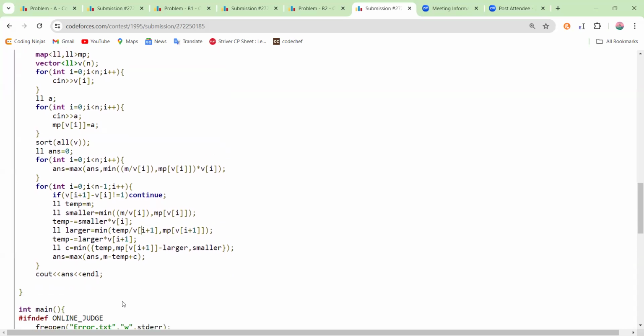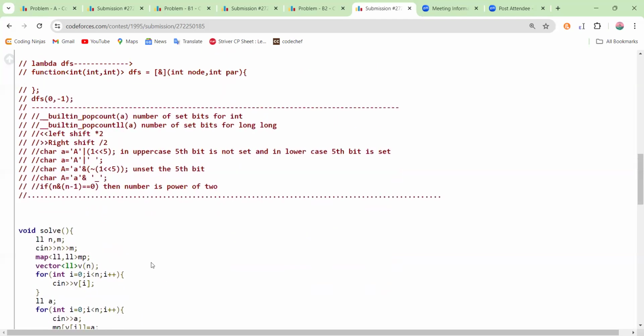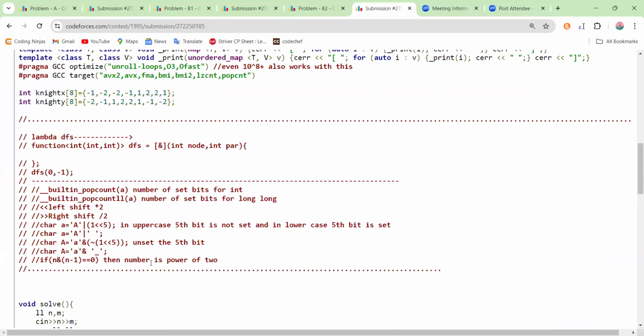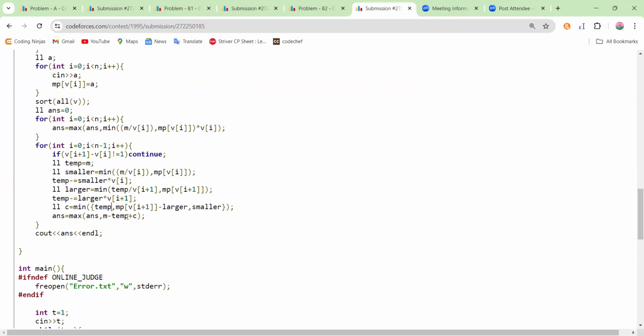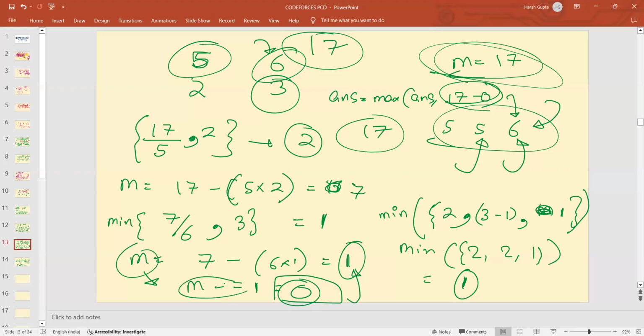Once I am done with this, what is my aim? I will replace the smaller ones with the larger ones. So what is the quantity with which I can replace? The quantity is nothing but minimum of temp, comma, wait a minute. Yeah. Minimum of temp, comma, MP of V of I plus 1 minus larger. Temp is actually the cost that I am left out with. That is, in this case, the left out M. The left out M was 1. So we included 1 here. So that is actually temp over here.